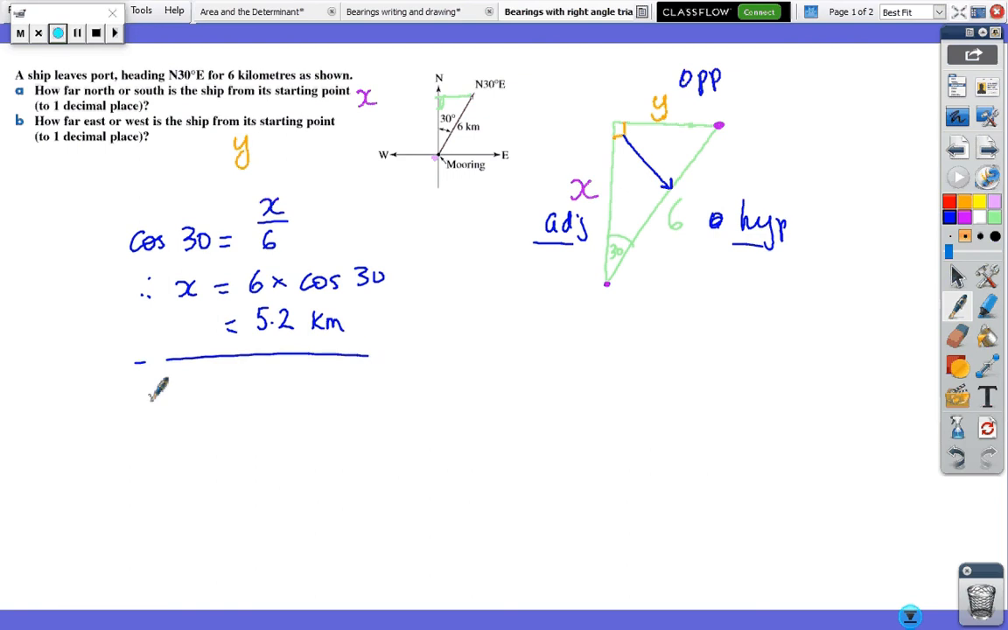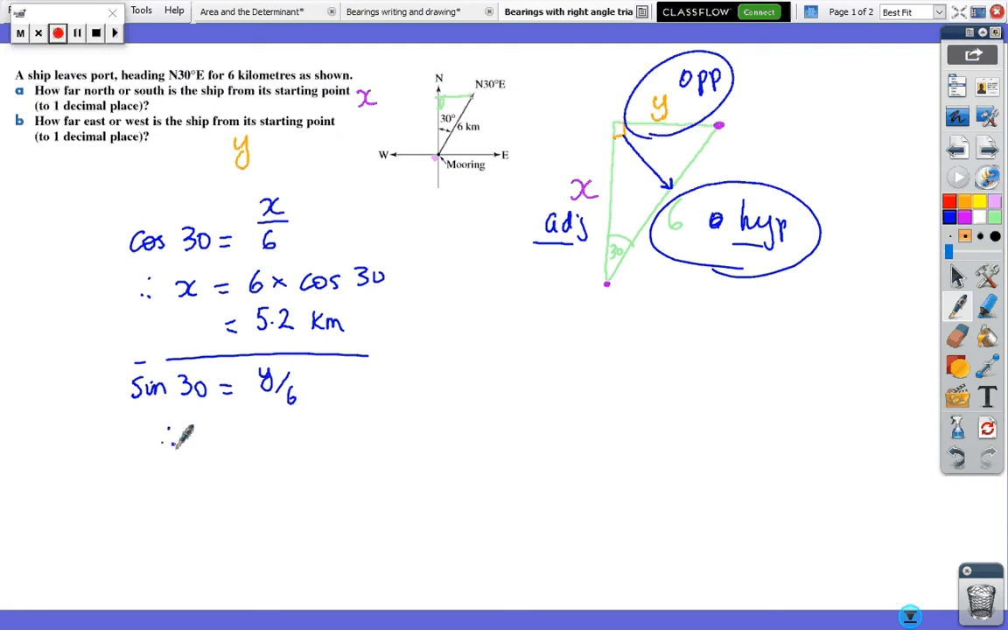The second answer uses the opposite and hypotenuse, that's going to be sine. So sine 30 equals y over 6, so y equals 6 times sine 30 equals 3.0 kilometres. Okay, copy that and come across.